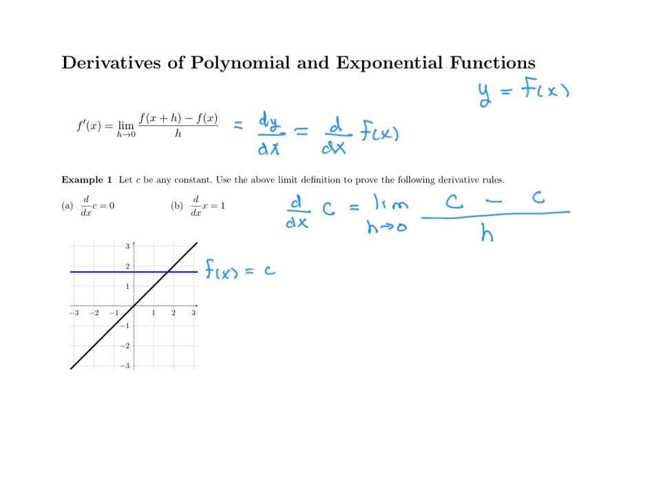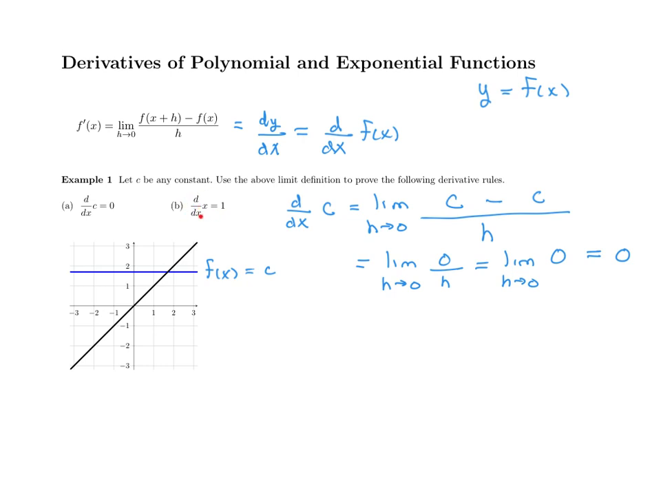Why does this limit equal 0? It's because when you simplify, we get the limit as h goes to 0 of 0 over h, which is really just the limit as h goes to 0 of 0, and that should equal 0. So here, we prove this fact using the limit definition over here. We never have to use this again. We can just keep this as a fact. If we see a constant, its derivative must be 0.